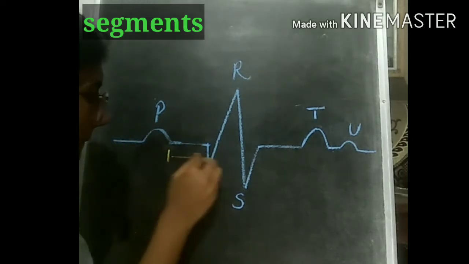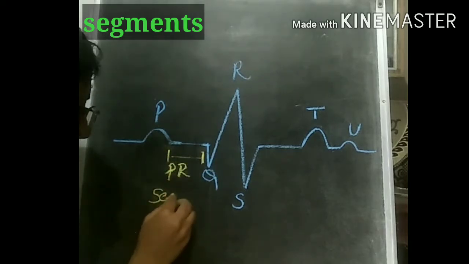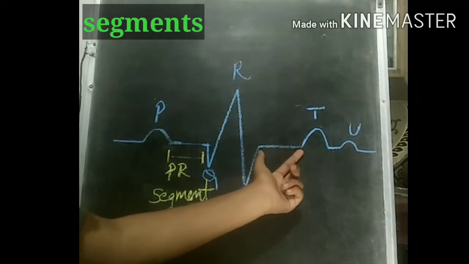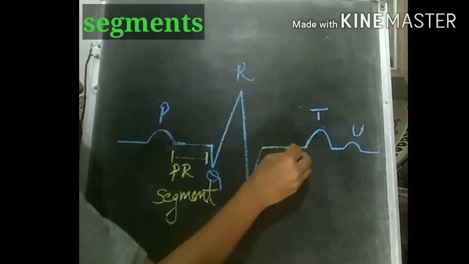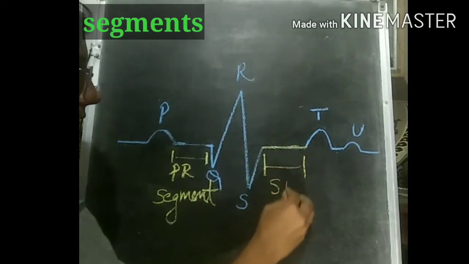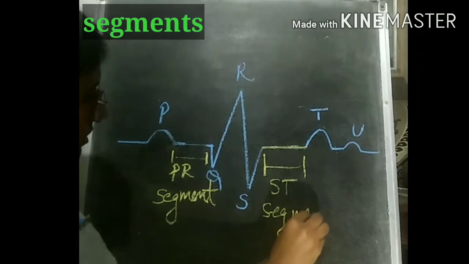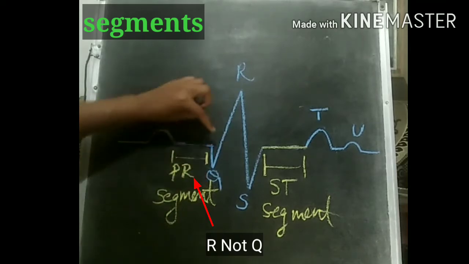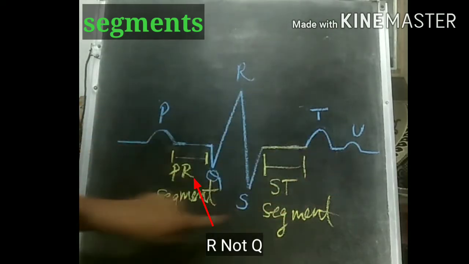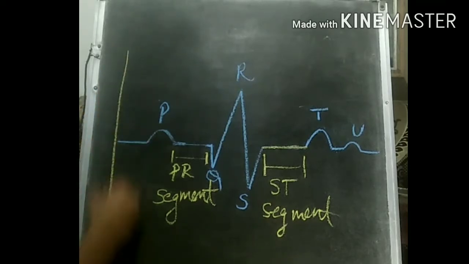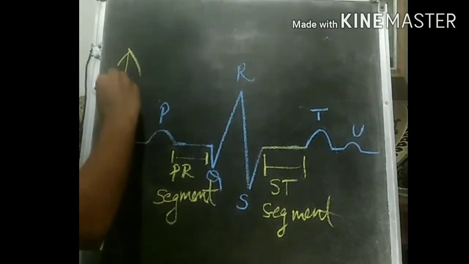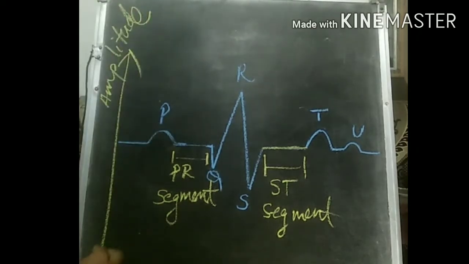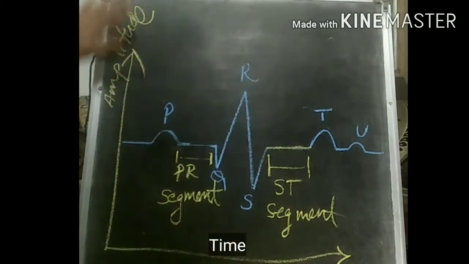So this is the PR segment. Then we consider the ending of the wave S and the starting of the wave T, meaning this portion. This portion is known as the ST segment. So here you might have seen that I have always considered R because Q is a very small wave over the time interval. Let me tell you, when we see the ECG graph, this is the amplitude or voltage difference. And this is the time over the ECG graph.